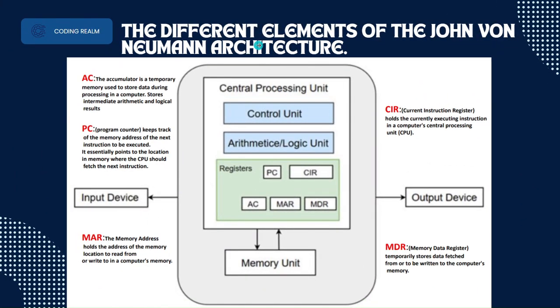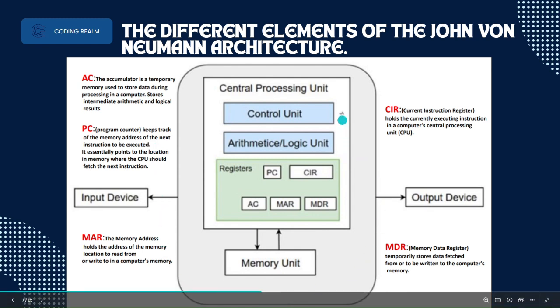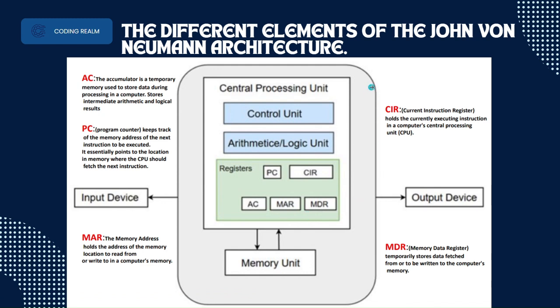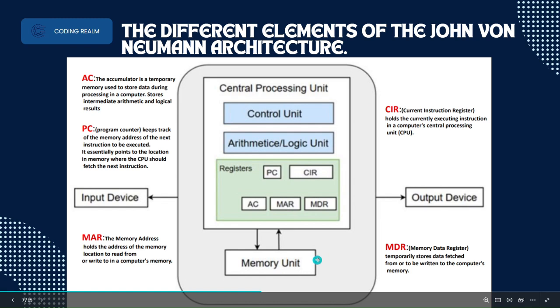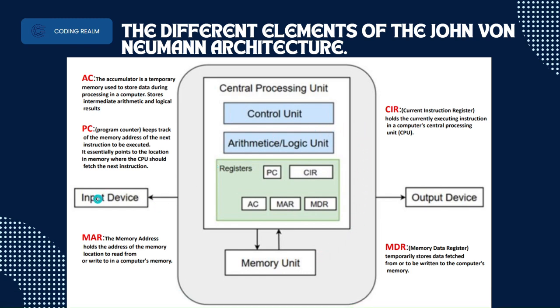Now let's talk about the diagram detailing the different elements of the John von Neumann architecture. This is the diagram of the John von Neumann architecture. We have here the central processing unit. In the central processing unit, we have the control unit, the arithmetic logical unit, and the registers. And here we have the memory unit. Here we have the input device and the output device.